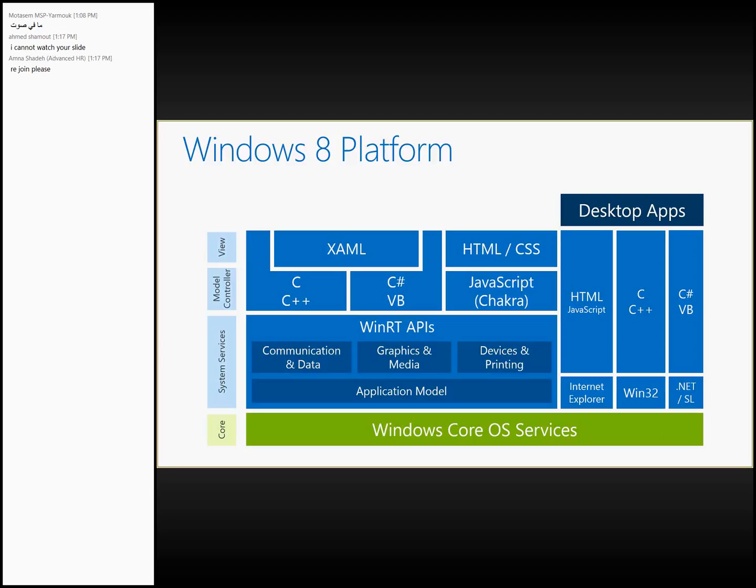Because of that, we are calling that Chakra. So this means we have a variety of choices for developing applications, and you can pick one of them, and every language is a first-class citizen on this platform. This is just based on your knowledge. And we call these applications Windows Store apps.